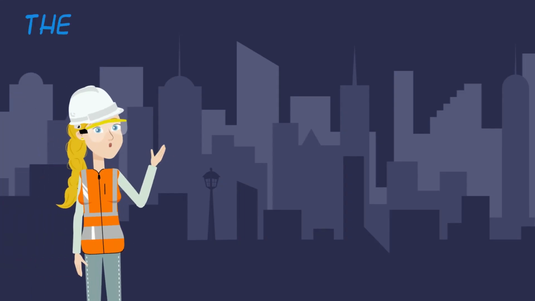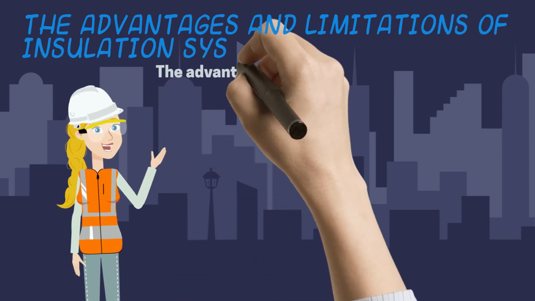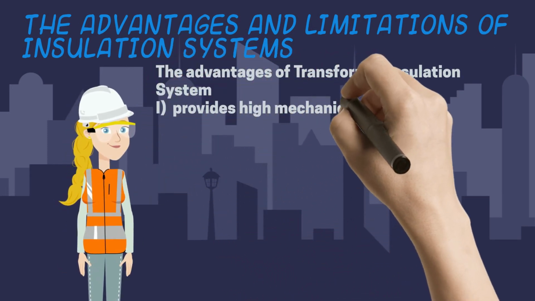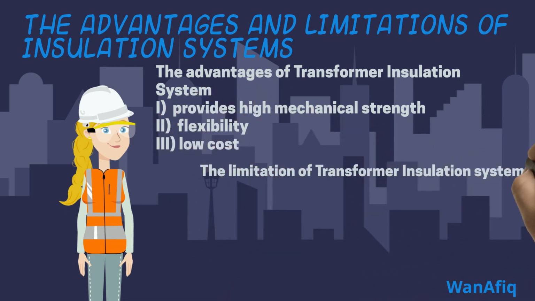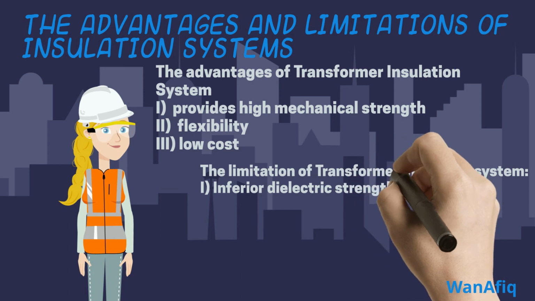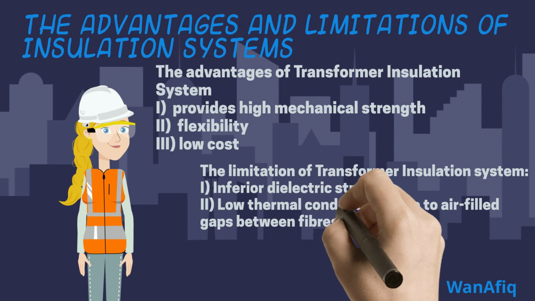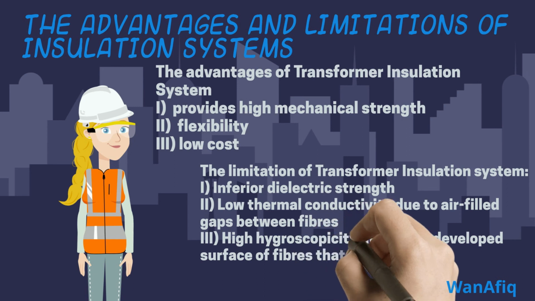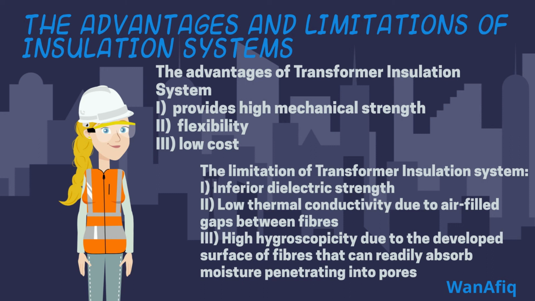The advantages and limitations of the insulation system. For the advantages, it provides high mechanical strength, flexibility, and low cost. For the limitations of the insulation system, it has inferior dielectric strength, low thermal conductivity due to air-filled gaps between fibers, and high moisture capacity due to the developed surface of fibers that can readily absorb moisture penetrating into pores.